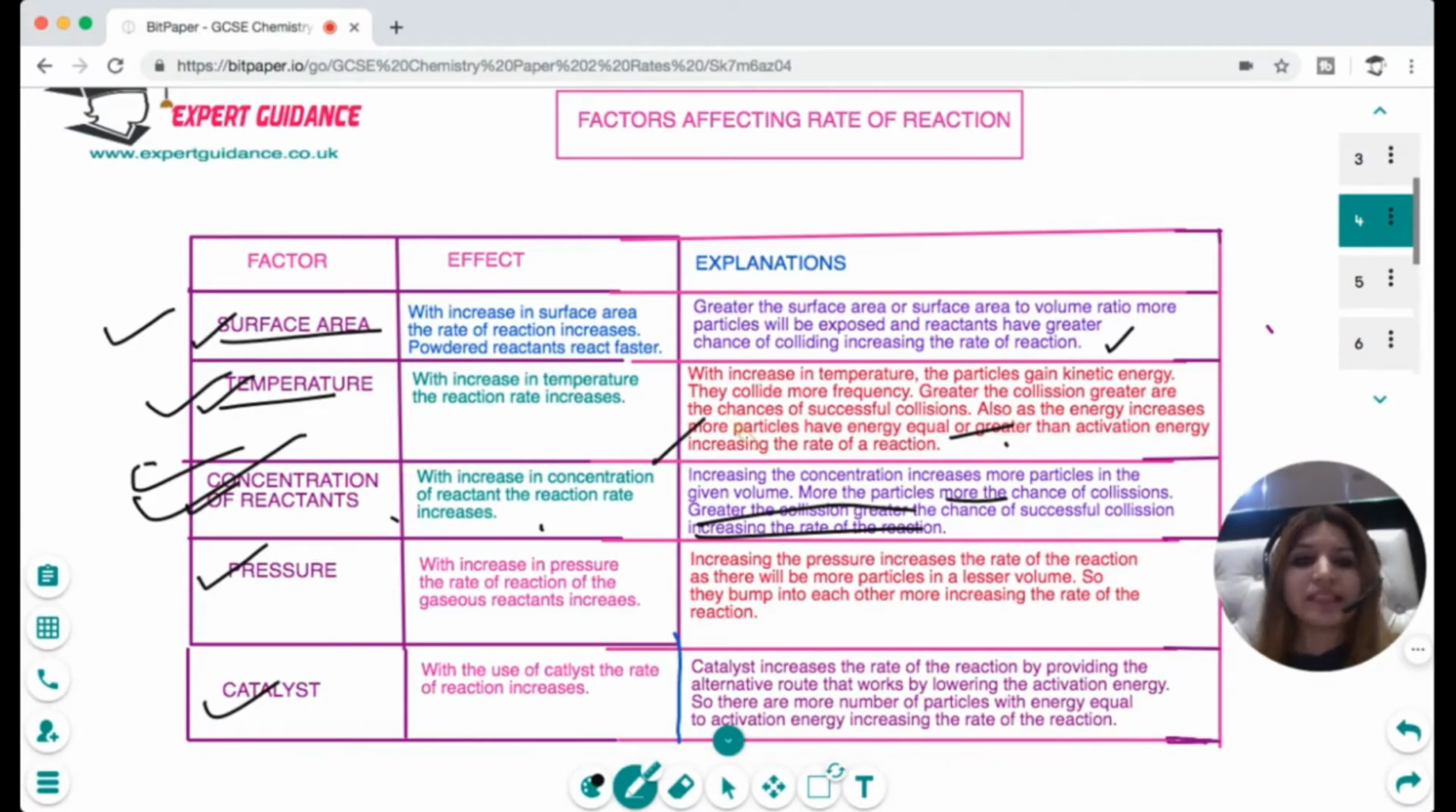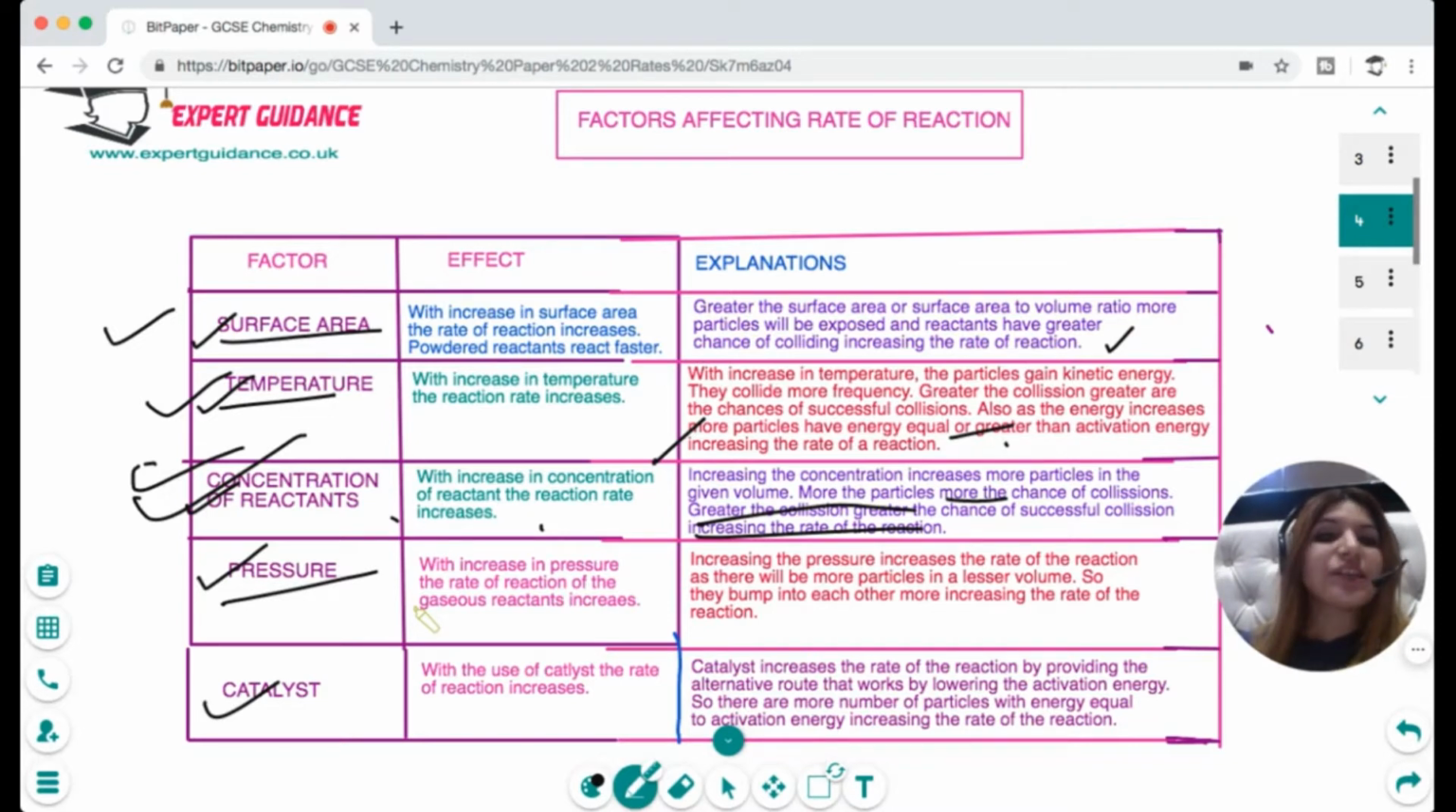So remember, temperature does two effects: increasing the frequency of collision and increasing the energy for collision. Next is pressure. Now, pressure only holds true for the gaseous reactants. When you increase the pressure, it increases the rate of reaction, and there will be more particles in a lesser volume. So when you increase the pressure, we squeeze something. When you squeeze it, the particles squash, so they collide more, they bump into each other more, and the more the collision, the more the rate of reaction.